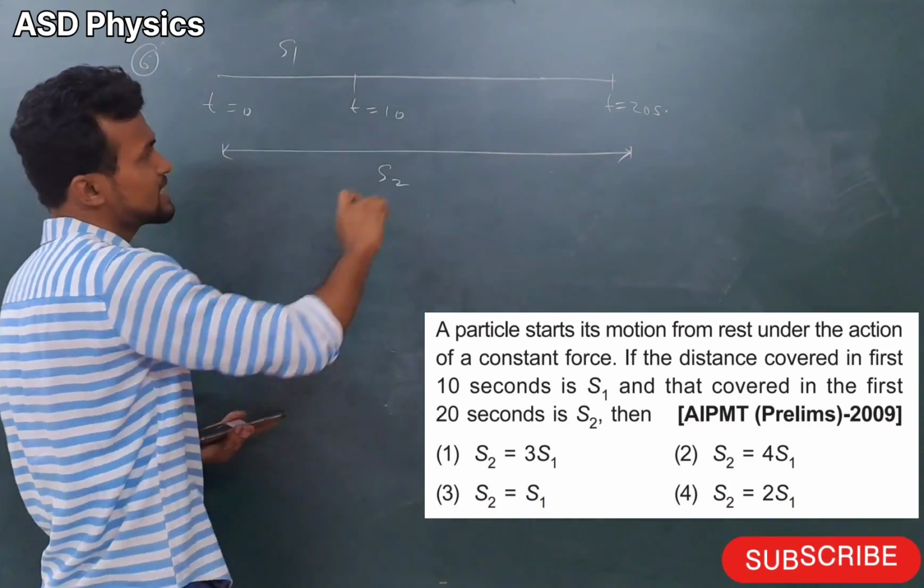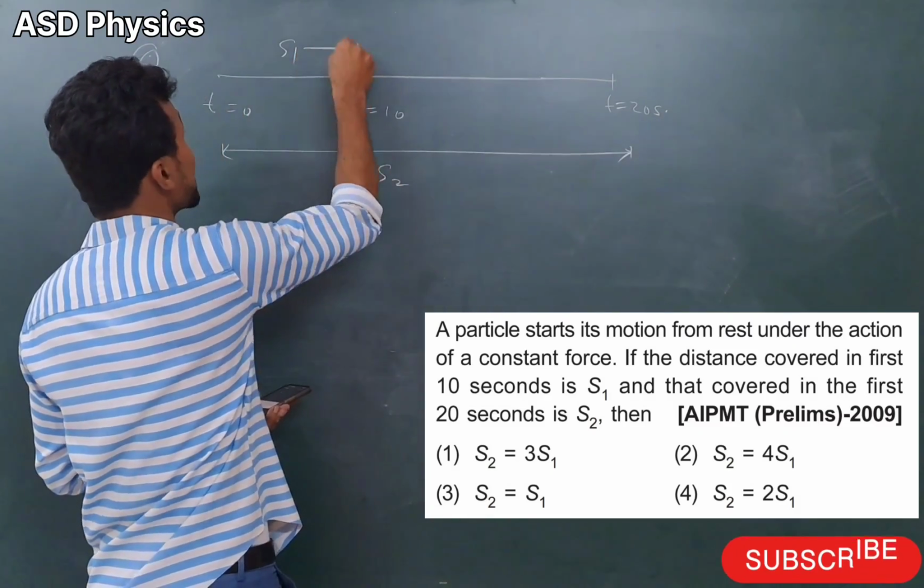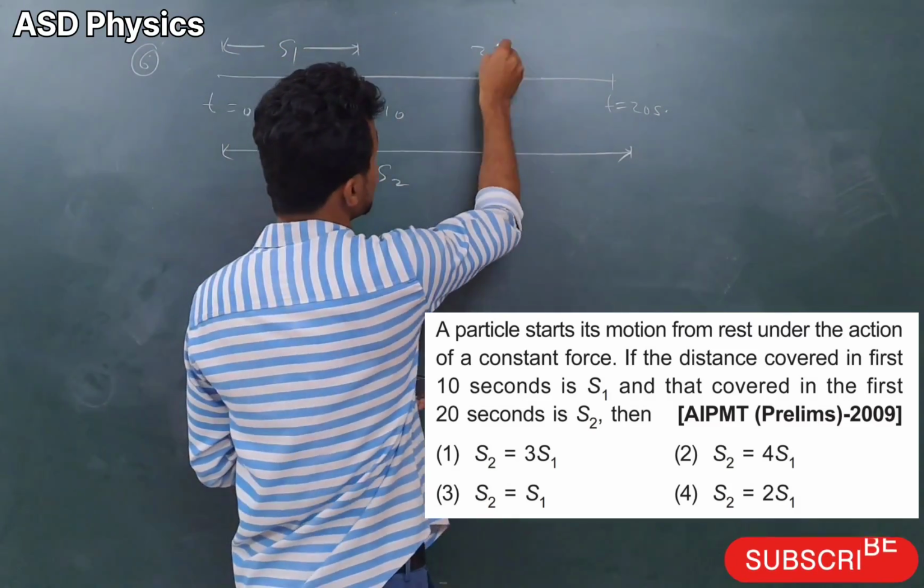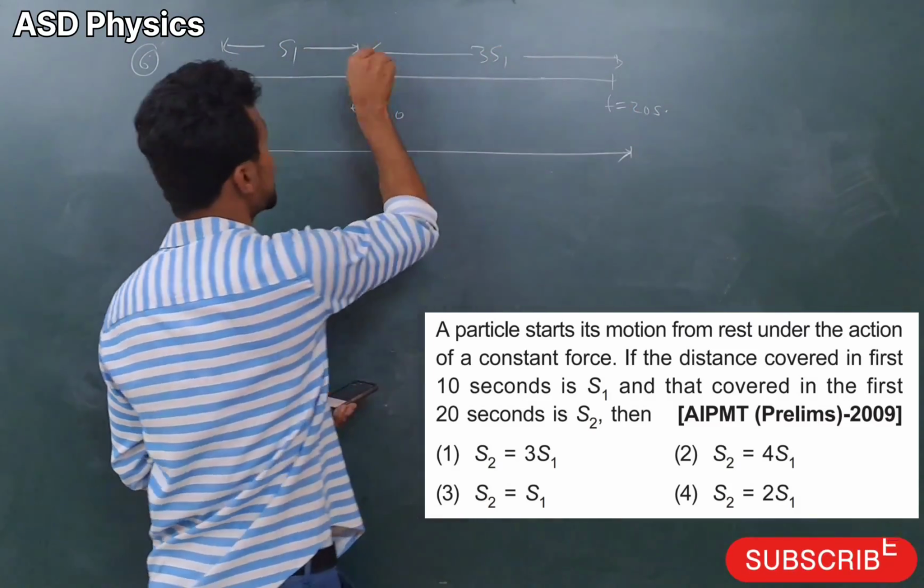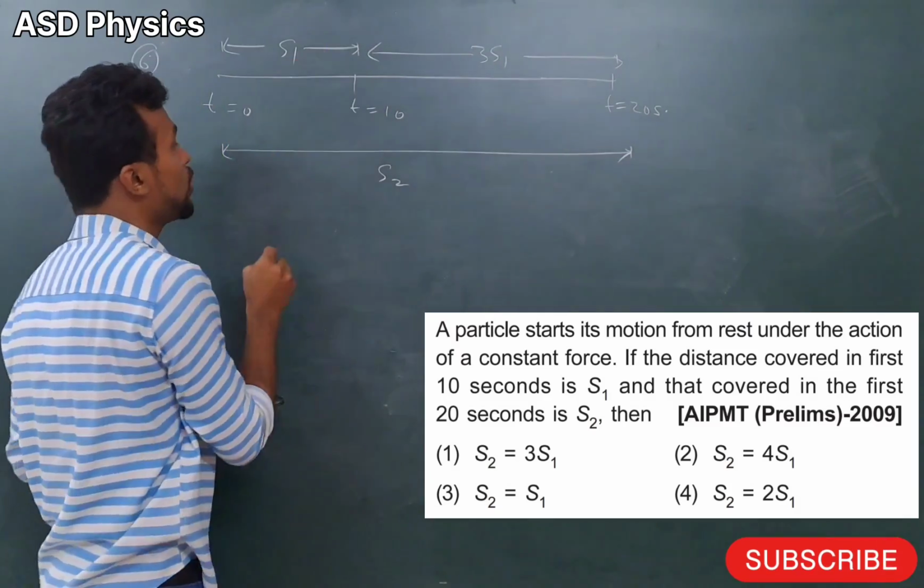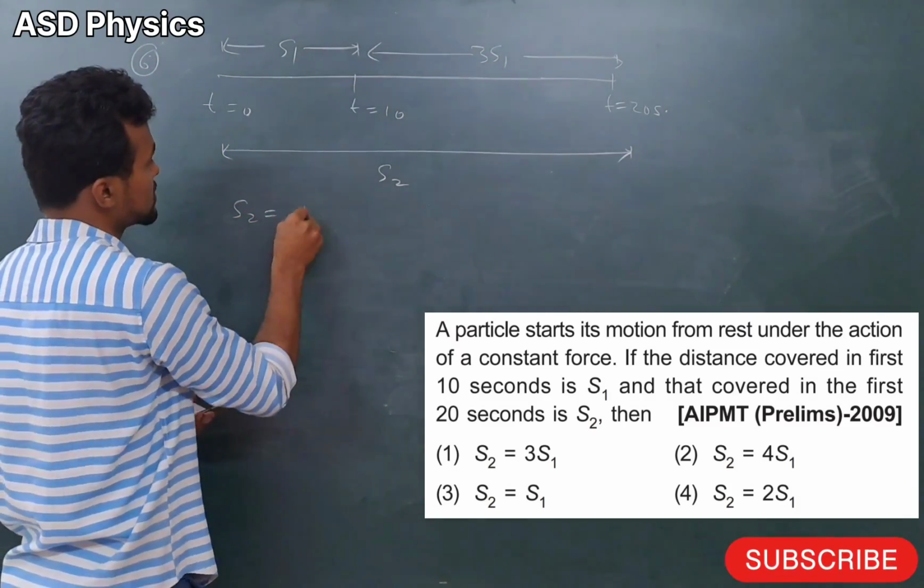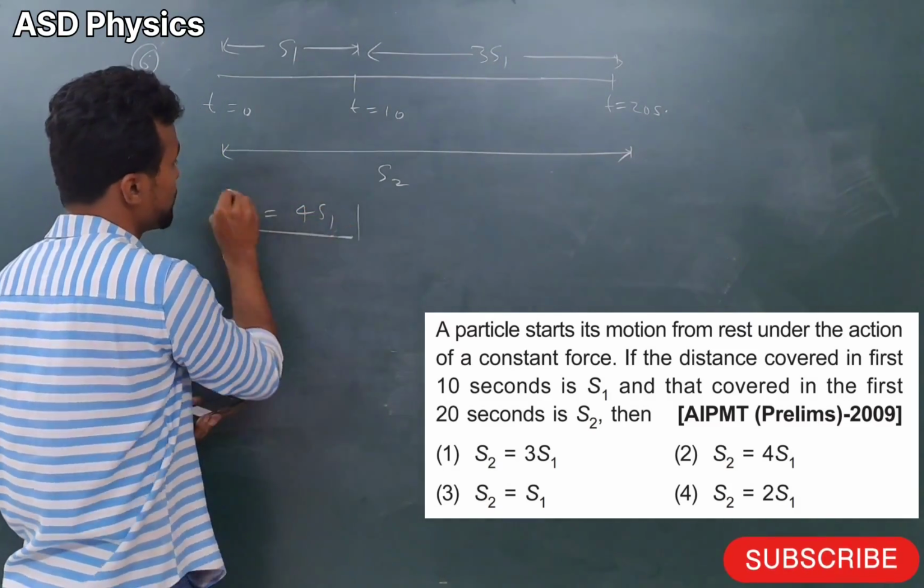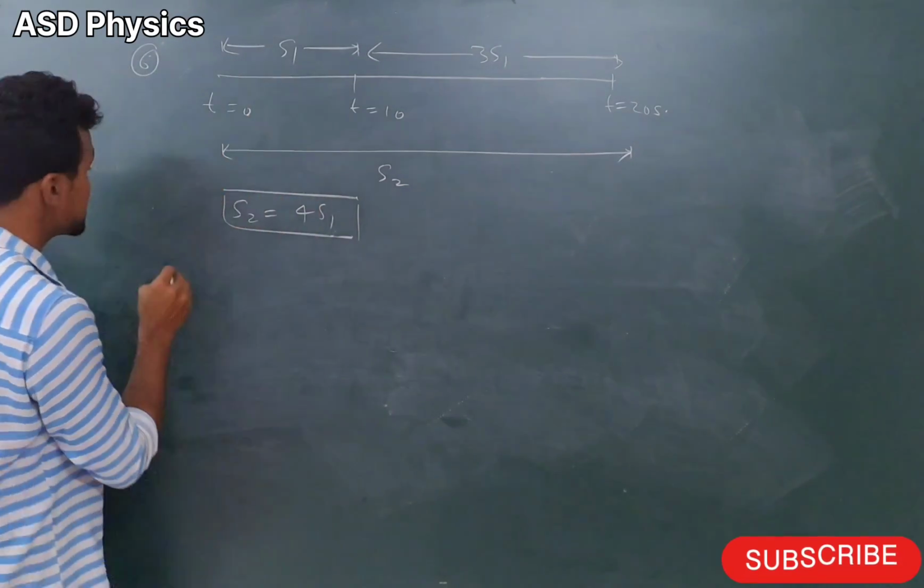Why? Because this is 10 seconds, this is 10 seconds. If this is s1, then this will be 3s1. Then s2 will be s1 plus 3s1, which is 4s1. Okay, see how much it is here.